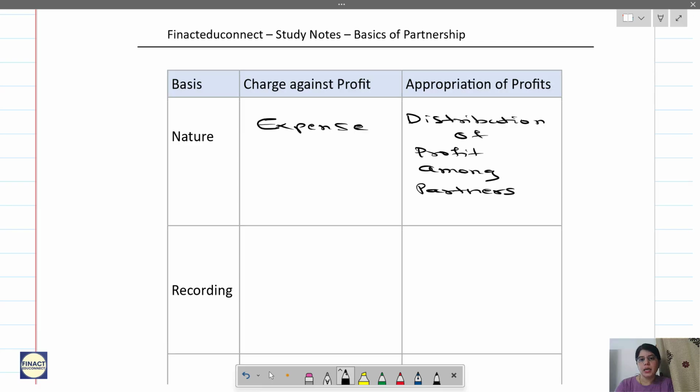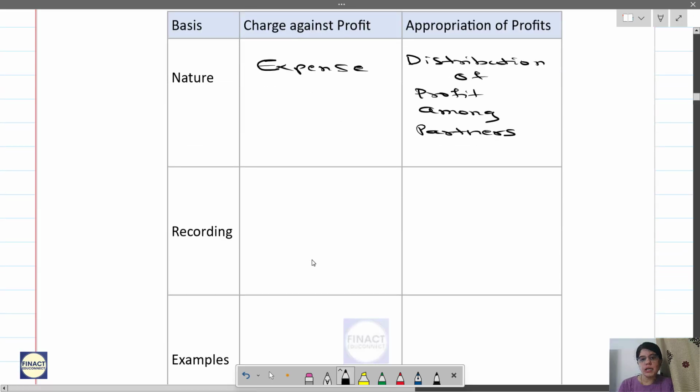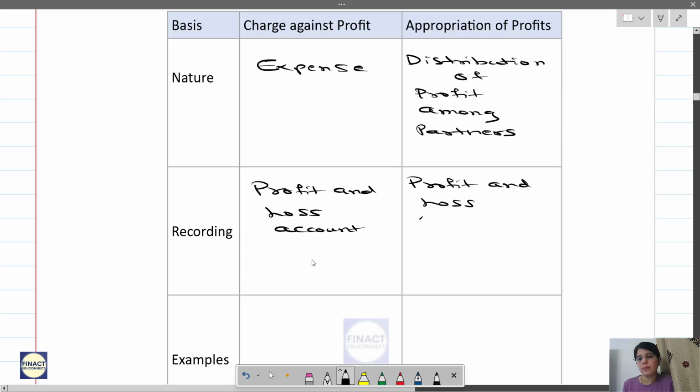Then here, a charge against the profit is recorded in the profit and loss account, and appropriation of profit is recorded in the profit and loss appropriation account.